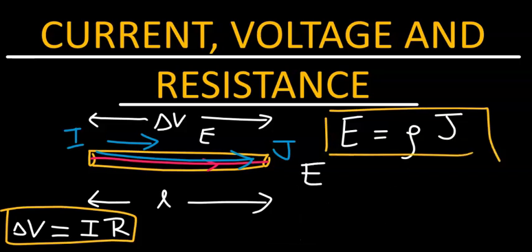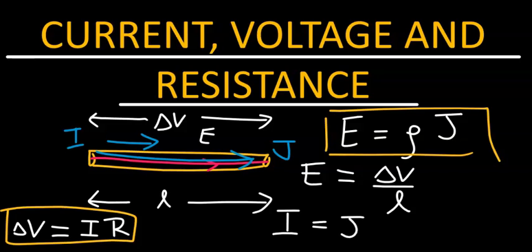E can be related to delta V in the following manner. It is just the potential difference over the length of the conductor. The electric current can be related to the electric current density J by simply multiplying J with the cross-sectional area of that conductor. And finally, the resistance and the resistivity are related in the following manner.